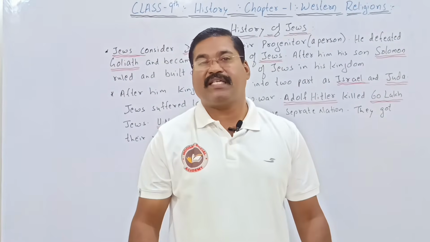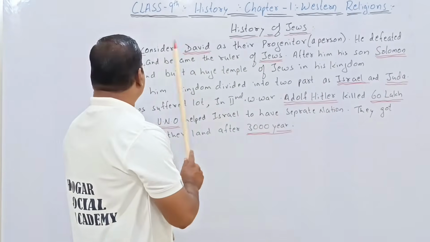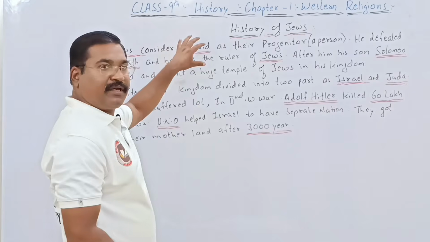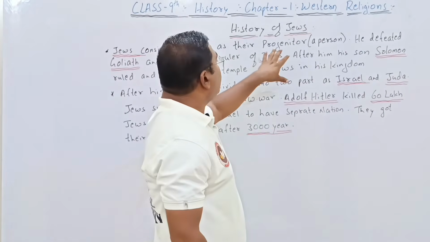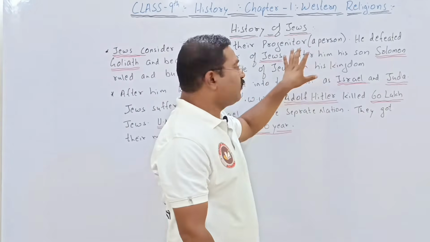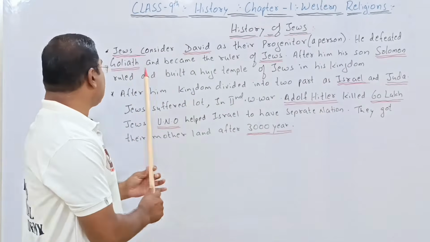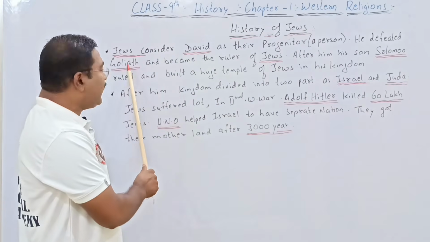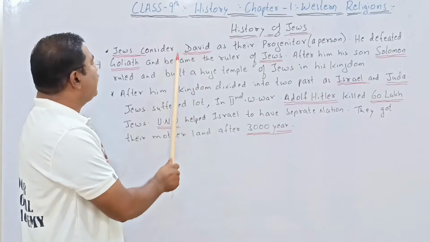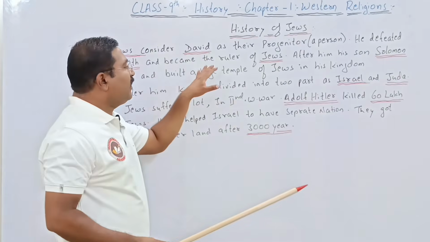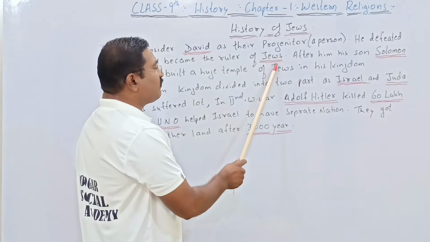So when we go through the history of the Jews, we see that the king called David was considered the king of the Jews, their progenitor. What does progenitor mean? It means a forefather figure. David killed his opponent called Goliath. Okay, he was defeated by David. As soon as David defeats him, David becomes the ruler of which people? Ruler of the Jews.